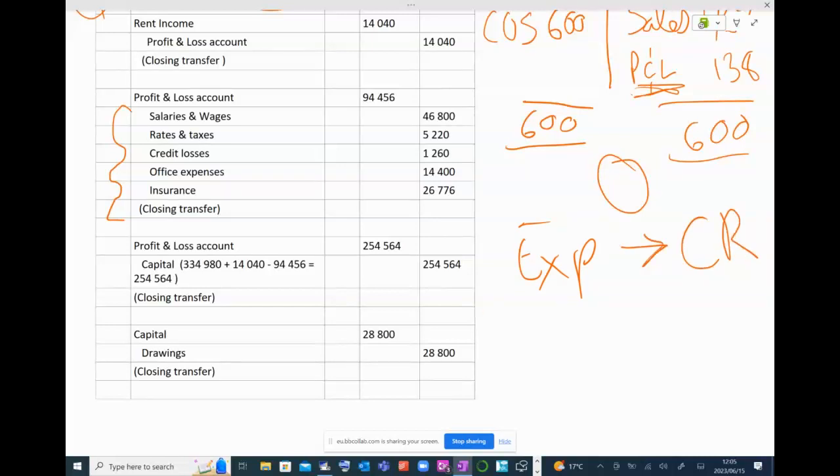Okay, and there we go. All of those amounts we have credited. And then obviously that means we're debiting the profit and loss account, which is what you see, they just added all of them and did it once with the 94,000.